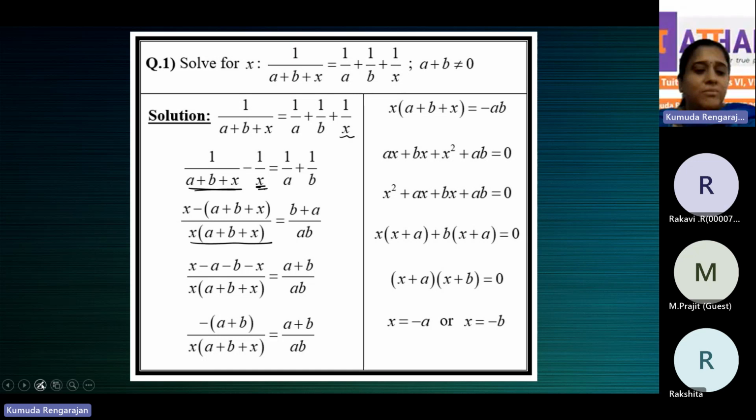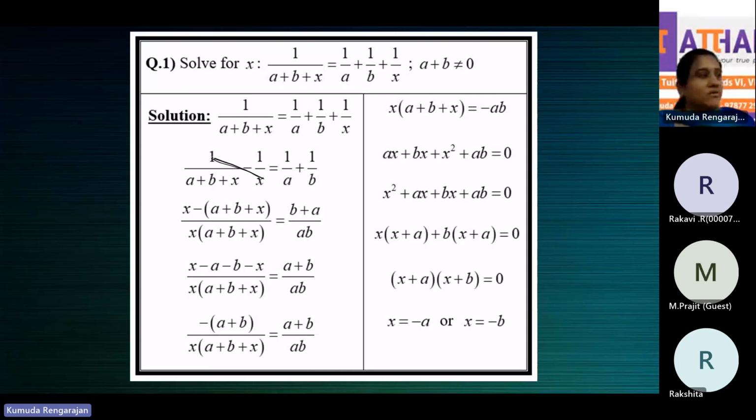Then what will happen to the numerator? It's like cross multiplying, right? 1 into x is x. This is the denominator here, this is the denominator here, but this is the common denominator. In this denominator you have a plus b plus x. What is not there? This x is not there. So you should multiply the numerator with that x. Whatever is not there in the denominator, multiply the numerator with that.